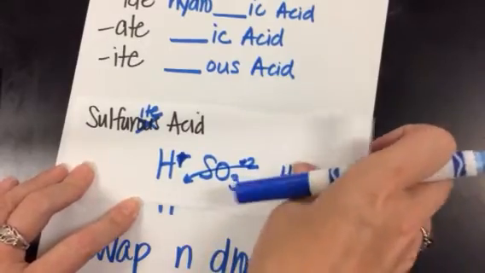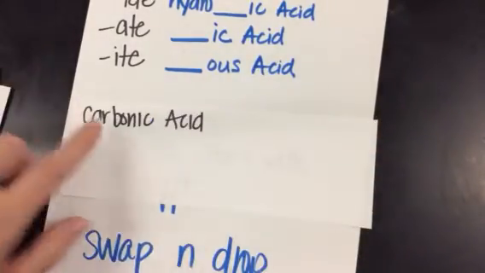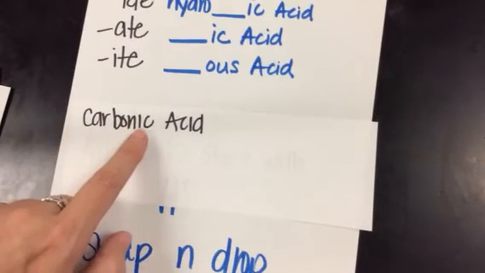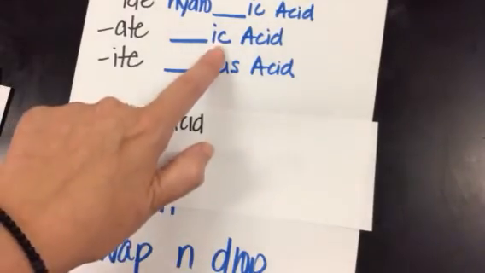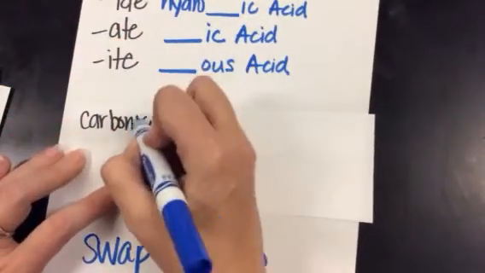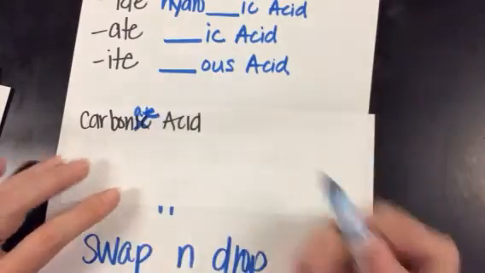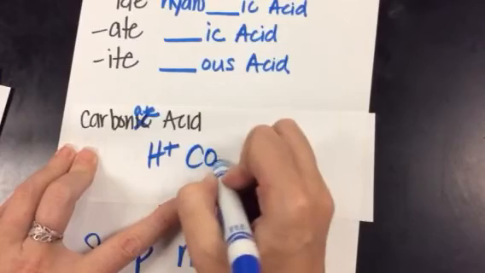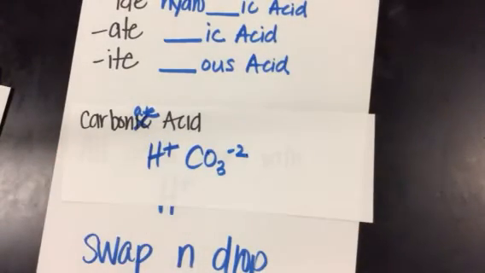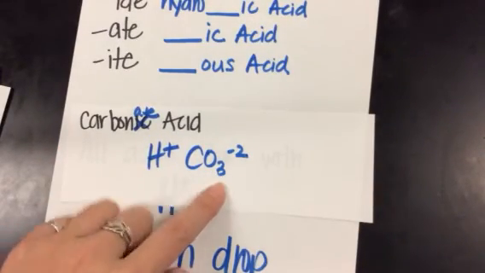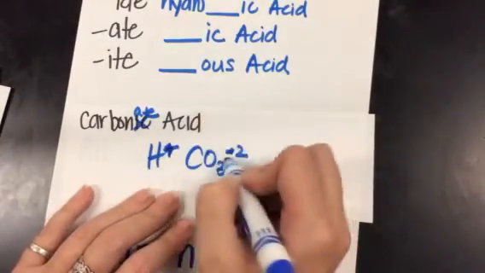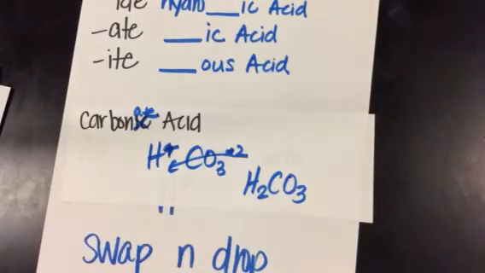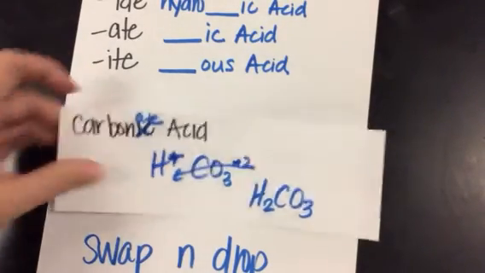Now this last one, I have carbonic acid. This does not have hydro at the beginning, and it's an ic. So if it was ic, that means it used to be ate. So that means that we need to take hydrogen, and we're going to pair it up with carbonate, CO3 -2. So when we swap and drop with our hydrogen and our carbonate, the plus and the minus disappear. This 2 is going to come over here to make it H2CO3.